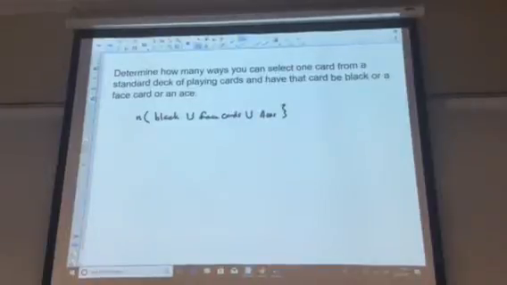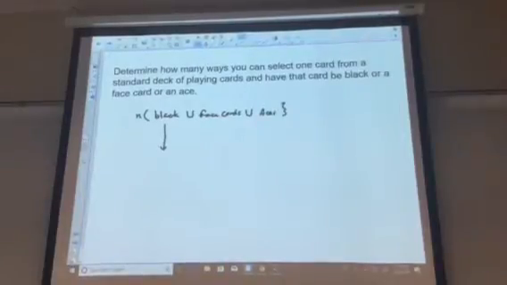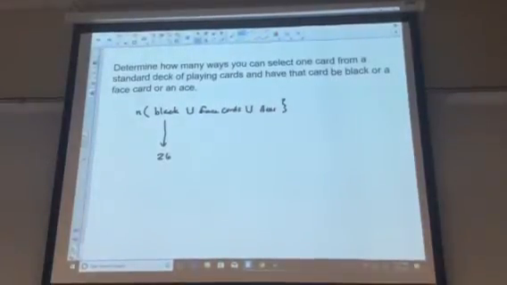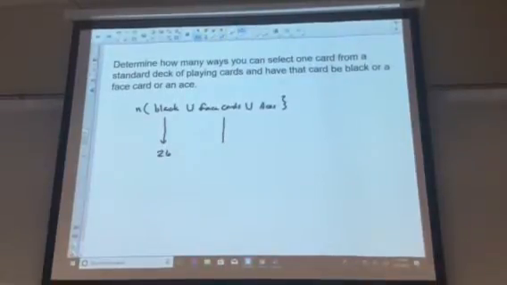How many black cards are there? Well, there's only two colors in those 52 cards, so half and half. So I know I got 26 of those cards. How many face cards are there? I know I got 12 face cards.